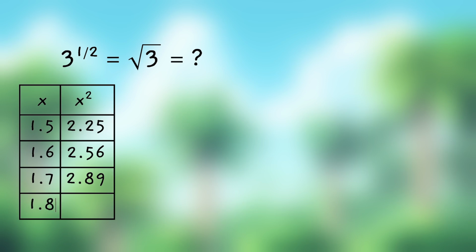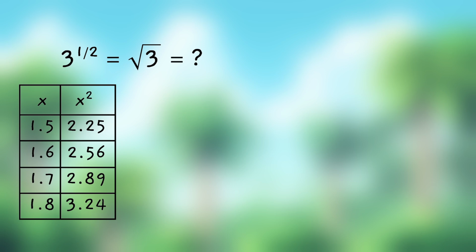What about 1.6? If you square that, you get 2.56. Closer, but it's still too small. What about 1.7? If you square that, you get 2.89. Still too small, but we're definitely getting closer. What about 1.8? If you square 1.8, you get 3.24. Too big. So we know it has to be between 1.7 and 1.8. So the square root of 3 is bigger than 1.7, but less than 1.8.